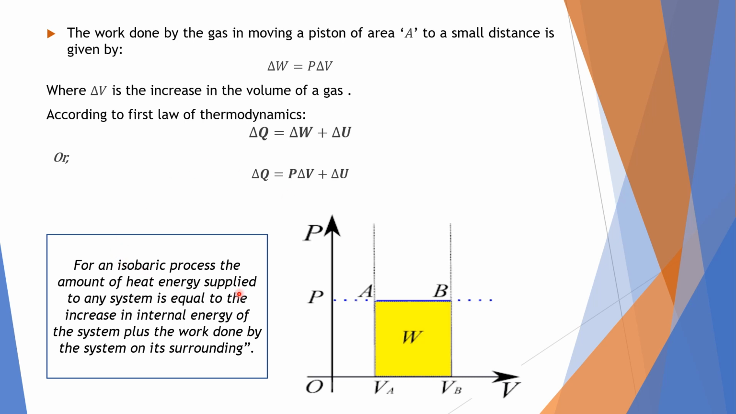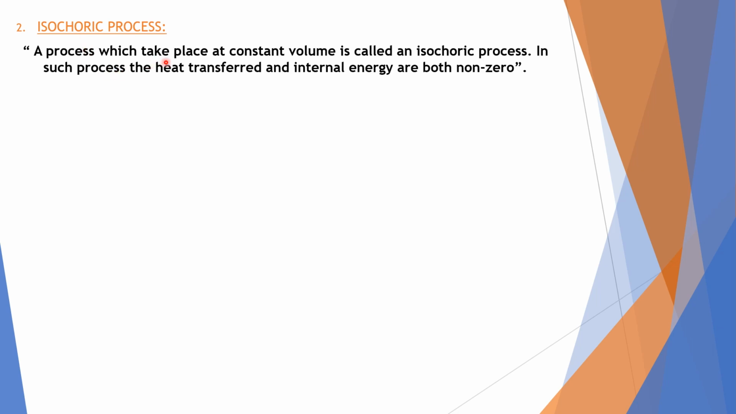So we conclude that for an isobaric process, the amount of heat energy supplied to any system is equal to the increase in internal energy, that is delta U of the system, plus the work done by the system on its surrounding. The second application of the first law of thermodynamics is the isochoric process, and it is a process which takes place at constant volume. For an isochoric process, the heat transfer and internal energy are both non-zero.